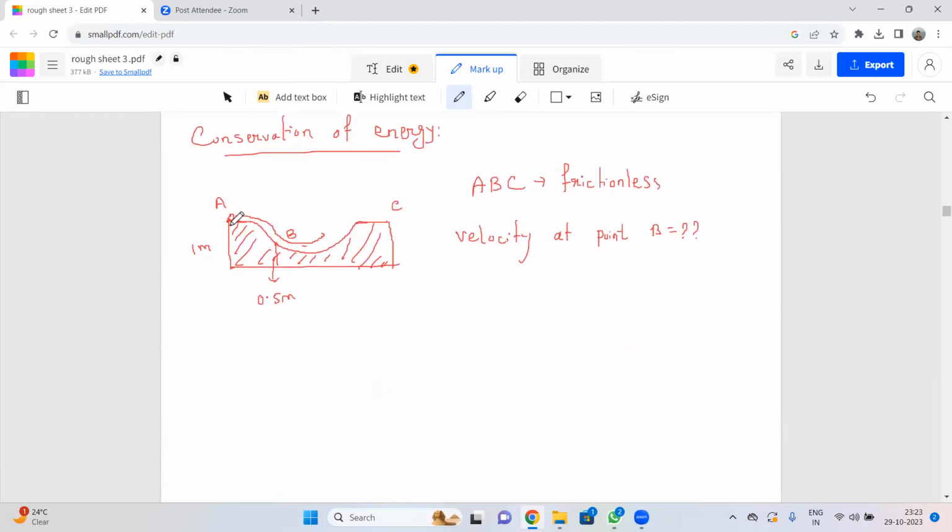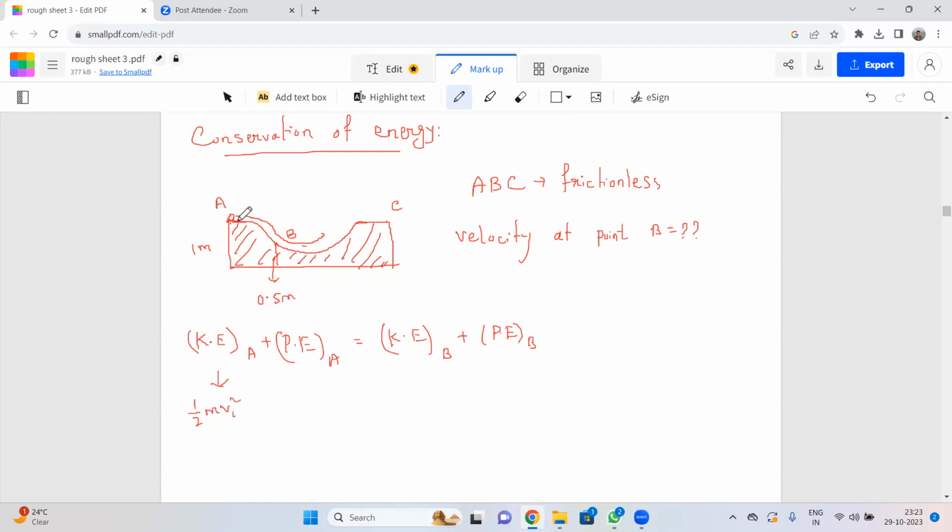So at point A, what is the kinetic energy? At point A, kinetic energy plus potential energy is going to be equal to kinetic energy plus potential energy at point B. That is our conservation of energy. Now, what is the kinetic energy at point A? Half m v1 square.